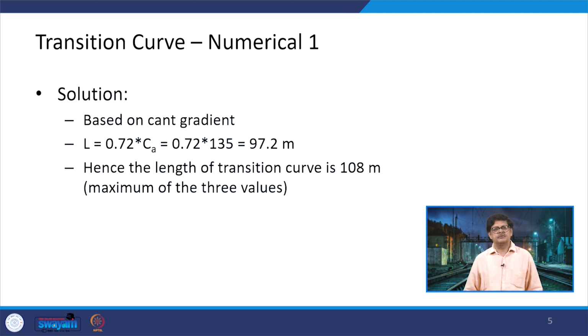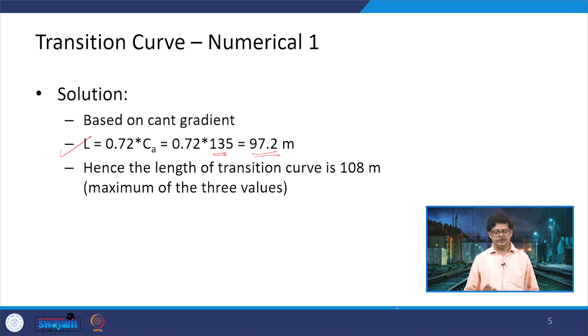The third criterion was on the basis of the cant gradient, where we talked about that it can be 0.72 Ca or it can be 0.36 Ca at the minimum level. So, this is a desirable value which needs to be provided. If we use this, it is 0.72 into Ca, which is 135. So, we get 97.2 meters. That means, if 97 meters are provided, then it will satisfy the cant gradient.